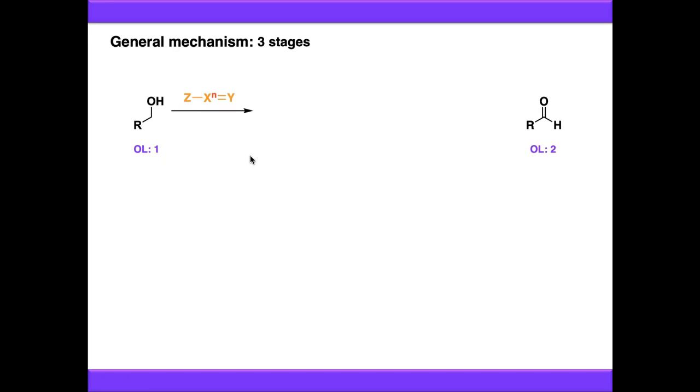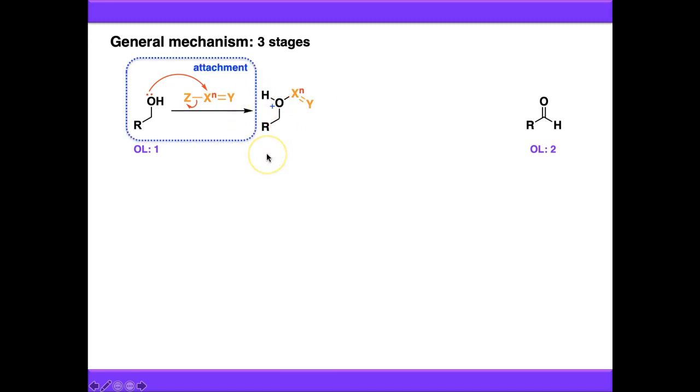So the first thing that's going to happen is that our alcohol is going to react with the oxidizing agent. It's going to attack atom X, and it's going to either kick off Z, or it might simply move the electrons to somewhere else in the molecule in an addition type process. But I've shown Z being kicked out here. So what this has done is basically given us this intermediate here, where we have attached a key part of our oxidizing agent onto our alcohol. So therefore I've called this attachment, and I've ringed this in a blue box.